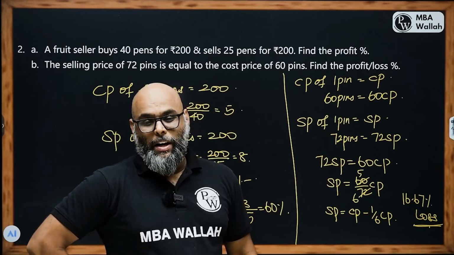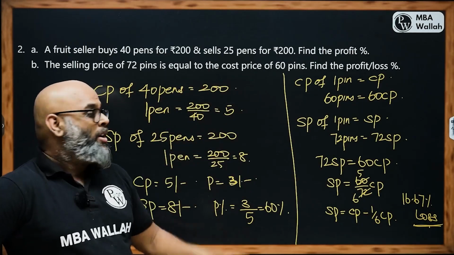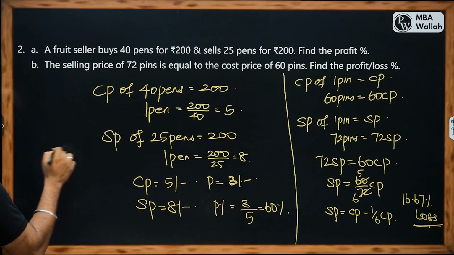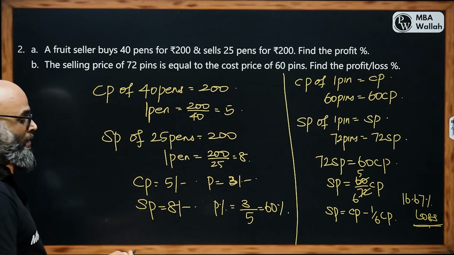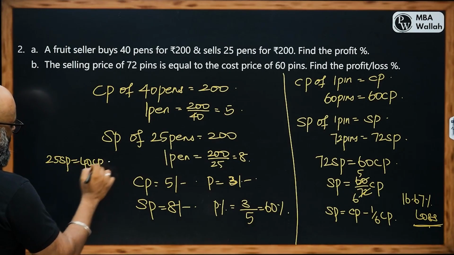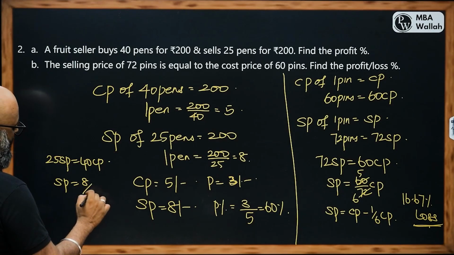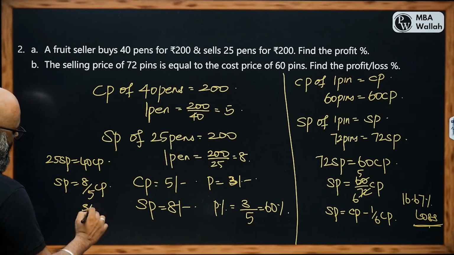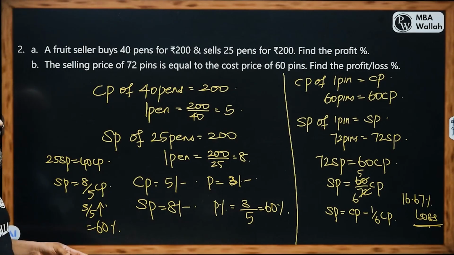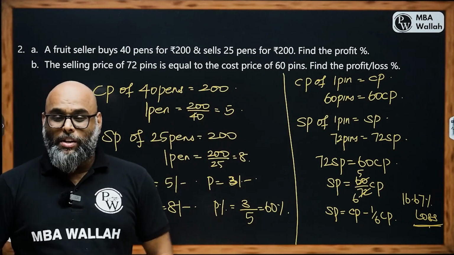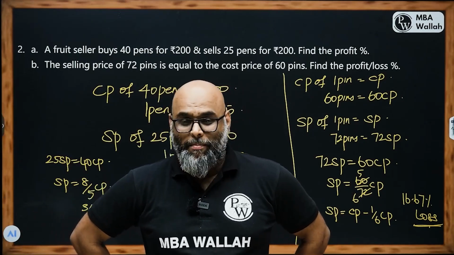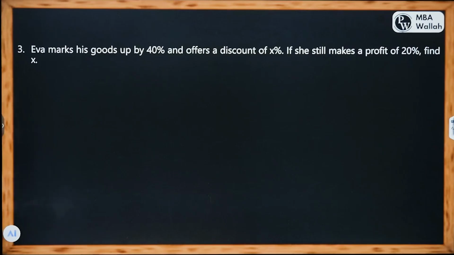It doesn't matter whether the price is given, because you can straight away equate it. You could have used the same format to solve this. I would have said cost price of 40 pence is equal to selling price of 25 pence. So 25 SP is equal to 40 CP, or SP is equal to 8 by 5 CP, which means 3 by 5 increase, that is 60%. That's a convenient way to do it, but nevertheless know how it's done before we jump ship to techniques that save us time. Look at one more question.